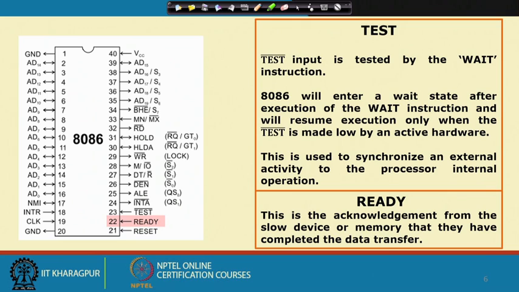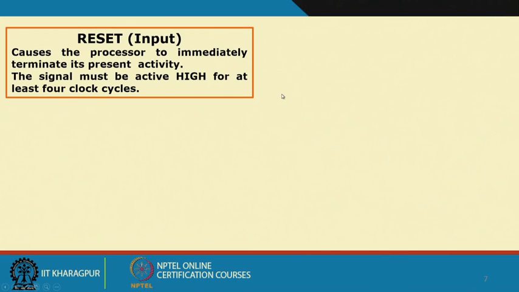What the memory module can do is put this READY line low, so the processor will be waiting, and when READY becomes high, that means the memory has completed the data transfer. So now the processor can read the value. This way the READY signal can be utilized. This is also true for the 8085 processor; there also we had the READY line.